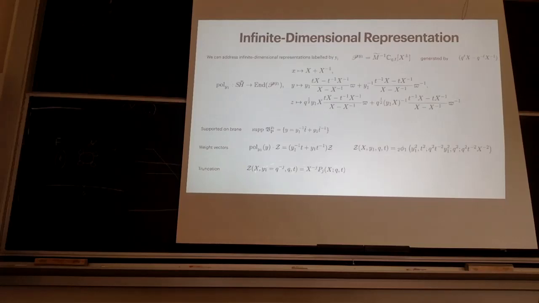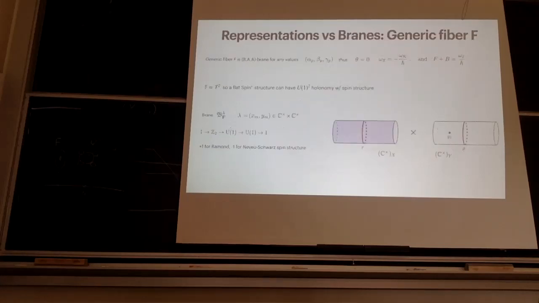I told you that if you take this vector and specify y1 equals q to the negative j, you get... Sorry, what's the picture of the brane? I mean, what's the support of the brane corresponding to the infinite dimensional representation? Yeah, so the support is still the same. It's a Lagrangian brane with this torus, right? The support is the same. What I'm changing is the spin structure.